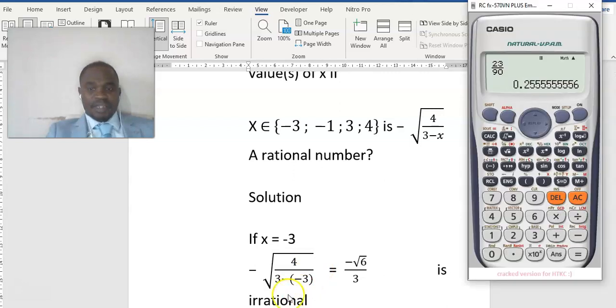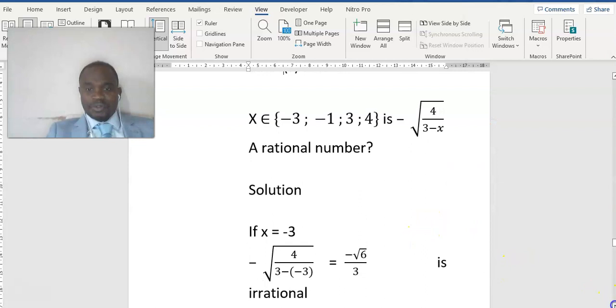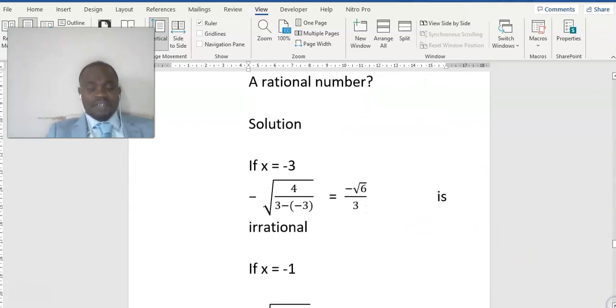If I press this on the calculator, let's see whether it will give us a rational number, because the question wants us to find a value of x that will give us a rational number. So if I press this on my calculator, I'm going to get this. It's not a rational number. Remember, rational numbers should be repeating or they should stop. So it's not a rational number, it's an irrational number. So this is irrational.